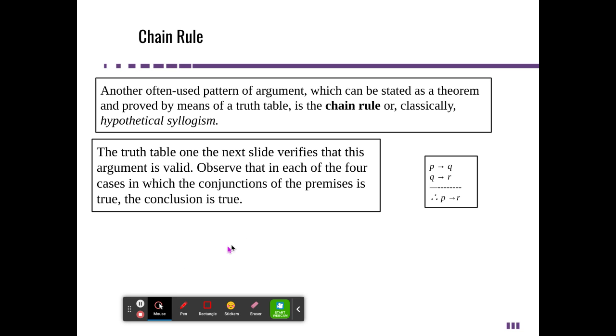All right, so the chain rule. Another often used pattern of argument, which can be stated as a theorem and proved by means of a truth table, is called the chain rule. The truth table on the next slide verifies that this argument is valid. Observe that in each of the 4 cases in which the conjunction of the premises is true, the conclusion is true.